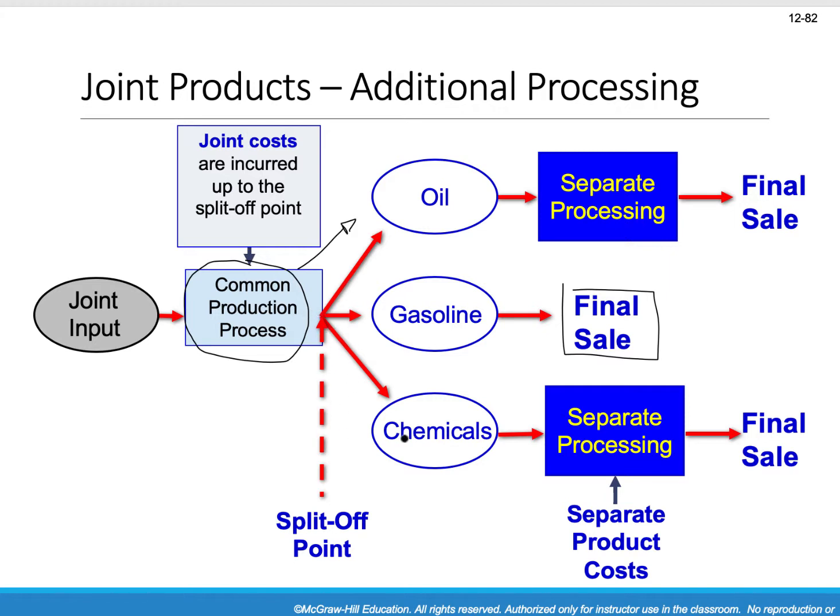So let's say we go the chemicals route. We have to do some more processing in order to take this gunk, for lack of a better term, that we have, and actually turn it into the final product, or hit the final sale. So there's additional product costs that go into turning this gunk into the actual chemicals that we want.